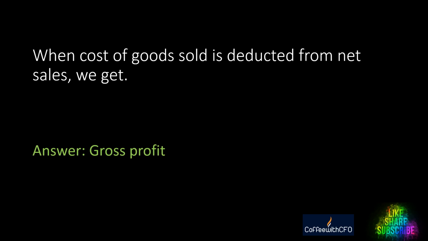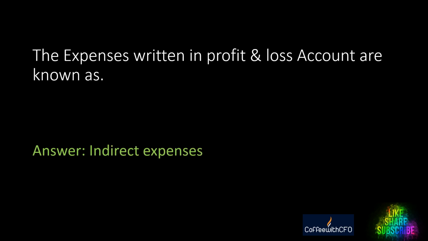Next question, very quickly. When cost of goods sold is deducted from the net sales, what do we get? It's gross profit. In trading account, we subtract cost of goods sold from the sales and we reach the gross profit. Simple. Next, the expenses written in profit and loss account are known as the indirect expenses.